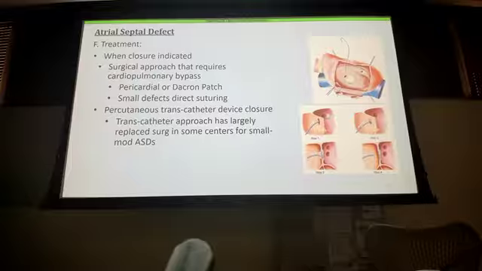So imagine the recovery time, imagine the pain and all the other complications that develop, or the difference between those in somebody who gets an open heart surgery that requires bypass versus just doing one of these less invasive procedures where I'm just threading catheters into the heart and deploying a mesh-like structure. Okay?